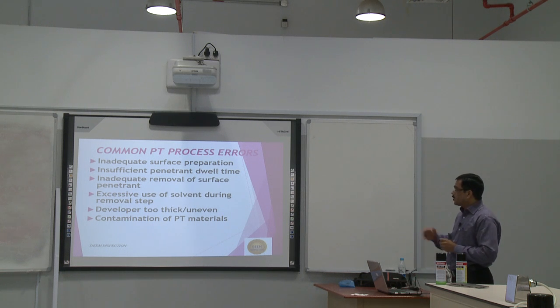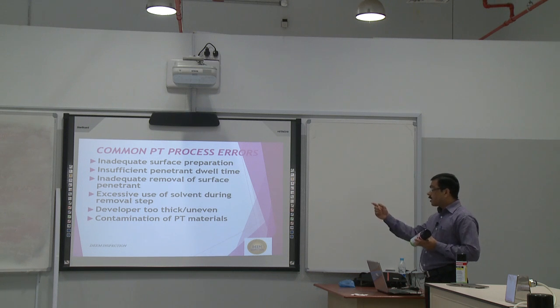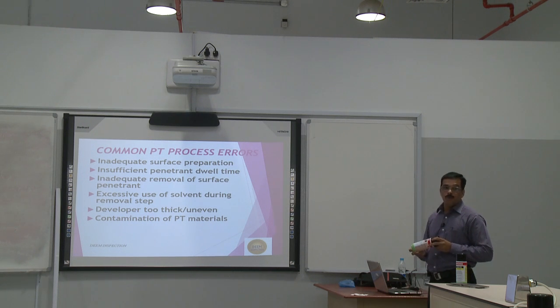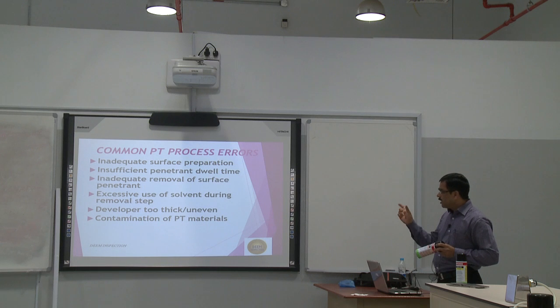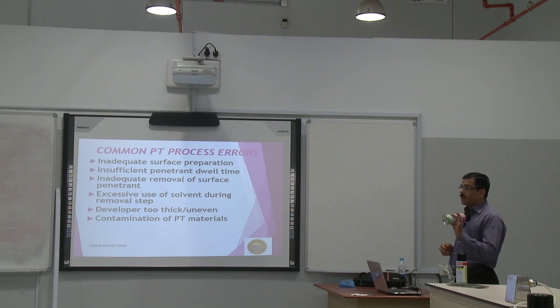Another cause is the developer being too thick or uneven, and contamination of PT chemicals. Sometimes that also, yesterday we talked about the expiry date. After the expiry date, what will happen? So this contamination check we will also do on penetrant testing. There are different test pieces available for this contamination test.